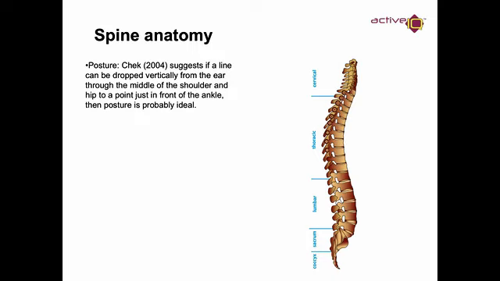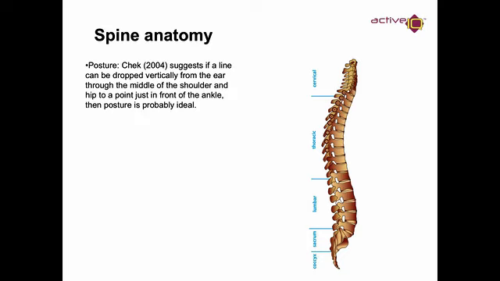What he suggests is that if a line can be dropped vertically from the ear, through the middle of the shoulder and hip, to a point just in front of the ankle, then posture is probably ideal. So if there's a straight line going from the ear, through the shoulder, through the hip, and just to the front of the ankle, then you know someone has ideal posture. If you're looking at someone and you drop it down from the ear and it's not going through the shoulder, straight away they've got a problem, that they're not lined up in the correct way.